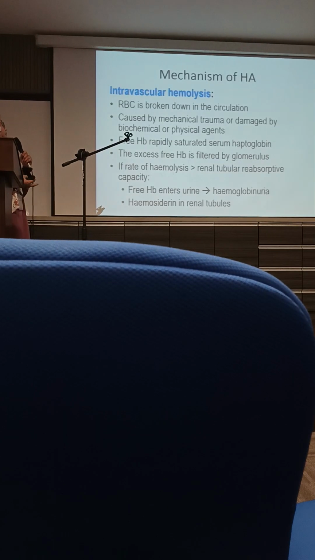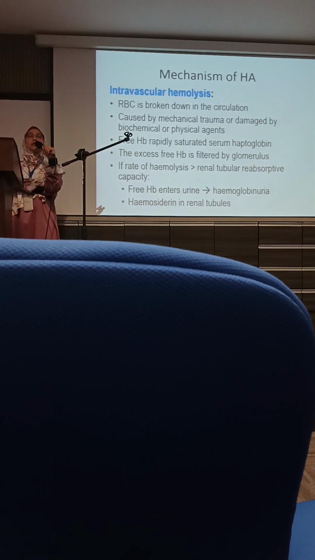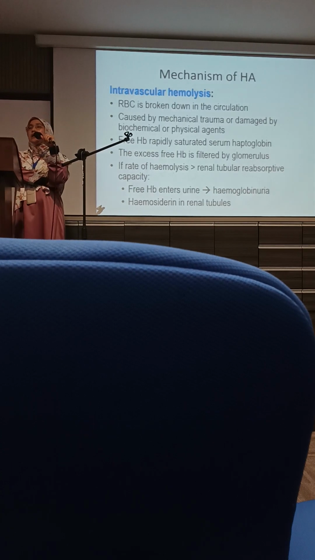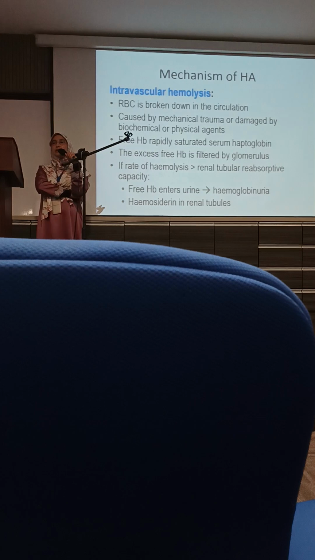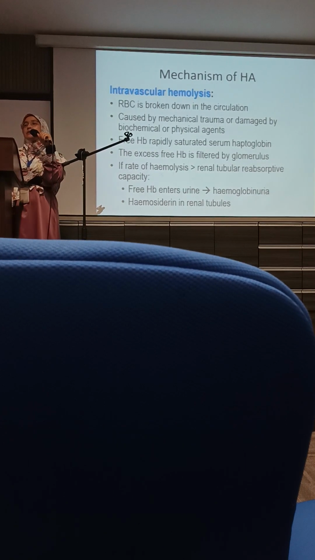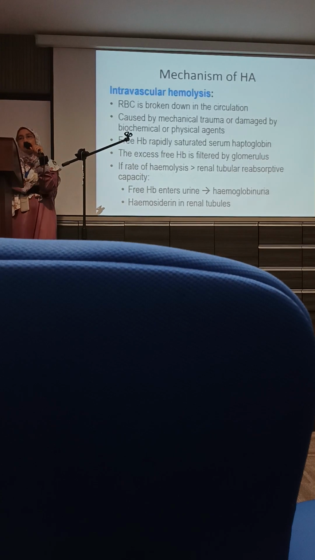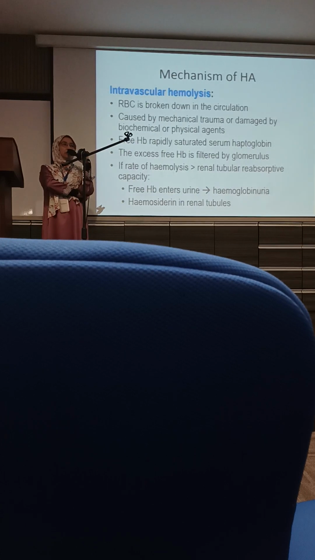Okay. So the mechanism of hemolytic anemia. For the intravascular hemolysis, the red cells are broken down in the circulation, in the vessels, and caused by mechanical trauma or damage by biochemical or physical agents. So this free hemoglobin will saturate serum haptoglobin. Pernah dengar haptoglobin? Tak pernah? Biochem belum belajar? Tak ada.